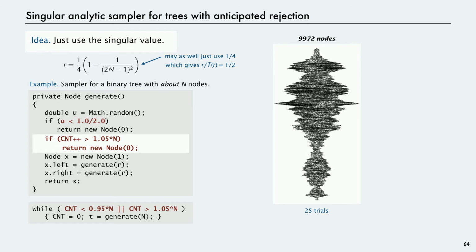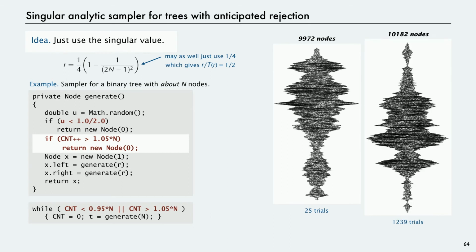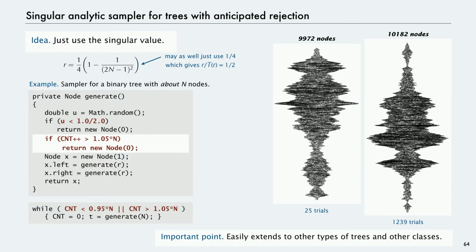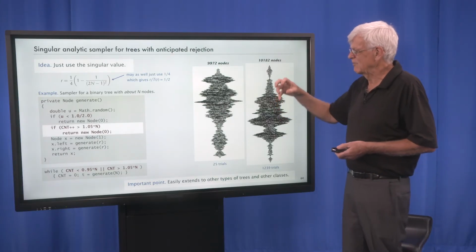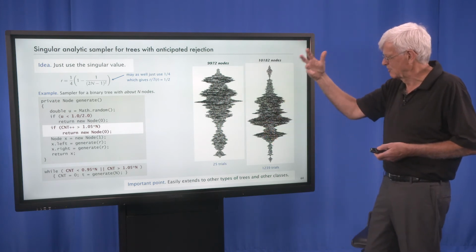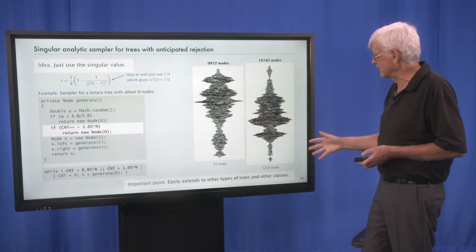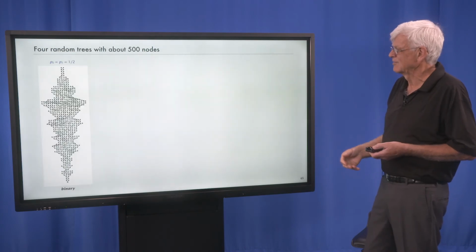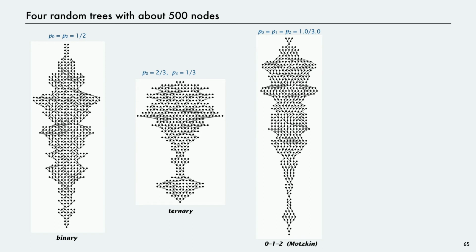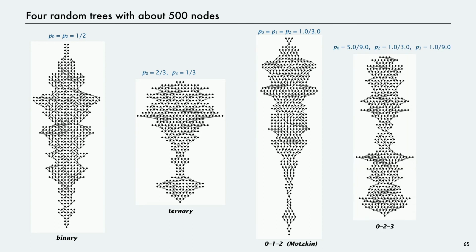So this is looking for a tree of 10,000 nodes. In one case, we found it in 25 trials. In another, we found it in 1,200 trials. But the critical point about this is that this easily extends to other types of trees and other classes. Use the generating function and the construction to get the recursive program, and just use the singular value and these rejection techniques to get all different types of things. So this is a random binary tree, random ternary tree, random 0, 1, 2 tree, random 0, 2, 3 tree.